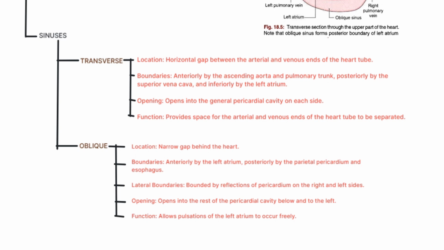Boundaries: anteriorly the left atrium, posteriorly parietal pericardium and esophagus, and the oblique sinus is your narrow gap behind the heart. Your transverse sinus is the horizontal gap between the arterial and venous ends of the heart tube. Boundaries: anteriorly the ascending aorta and pulmonary trunk, posteriorly the superior vena cava, and inferiorly the left atrium. Opening: it opens into the general pericardial cavity on each side, and its function is to provide space for the arterial and venous end of the heart tube to be separated.